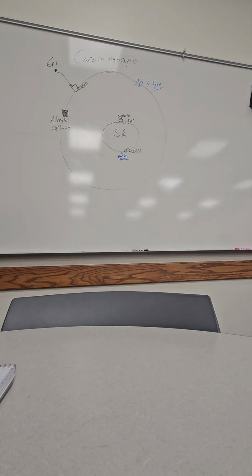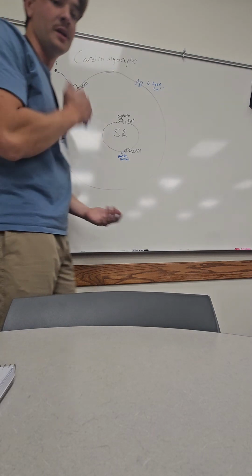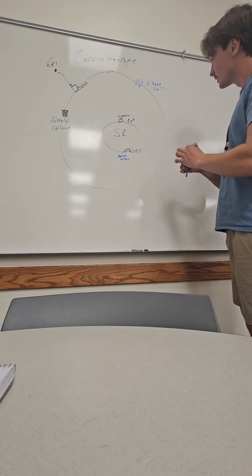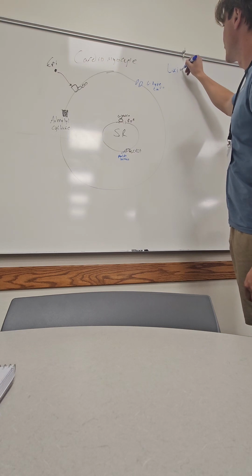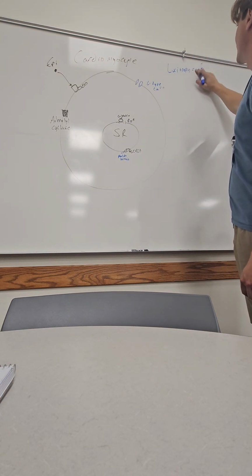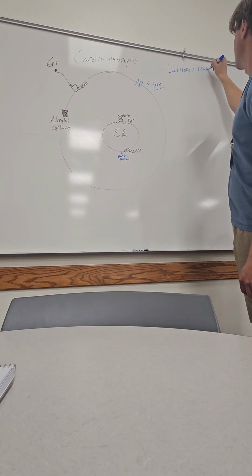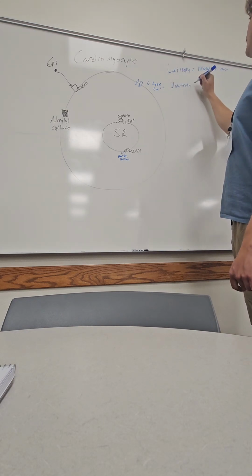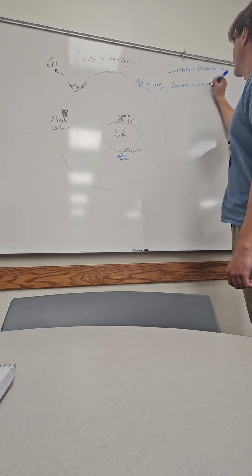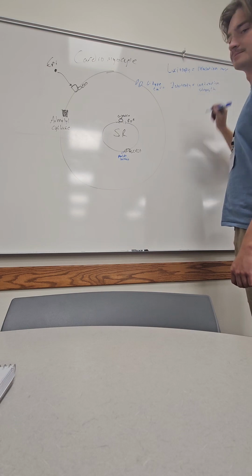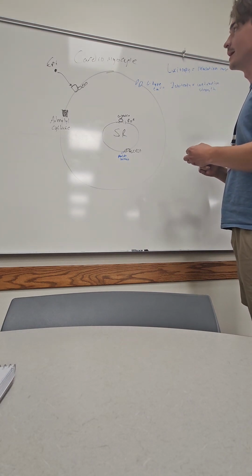Okay, now we're going to talk about lusitropy and inotropy in a cardiomyocyte. Lusitropy equals the relaxation rate of a muscle cell. And then inotropy equals contraction strength. The names are similar in structure, so close enough. How does this happen?